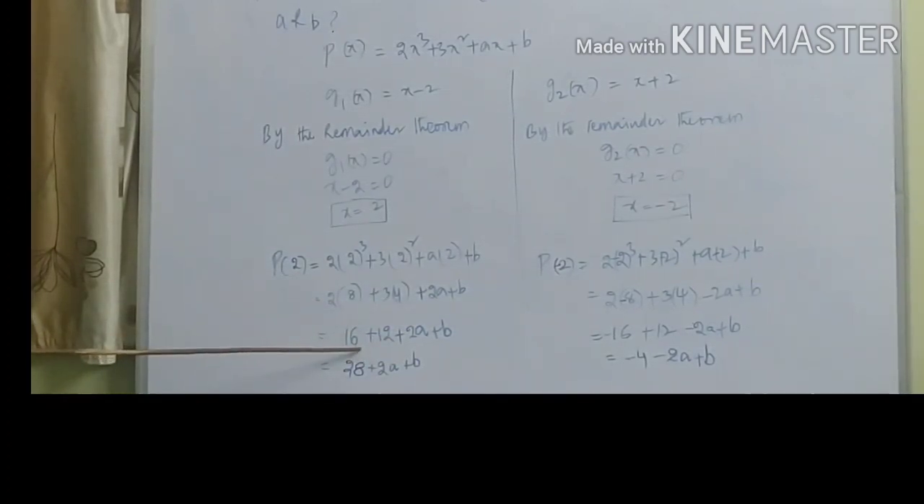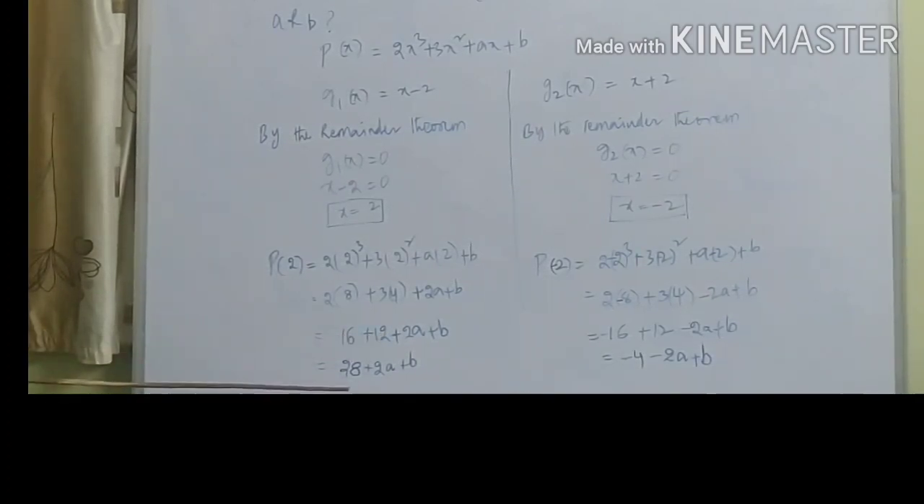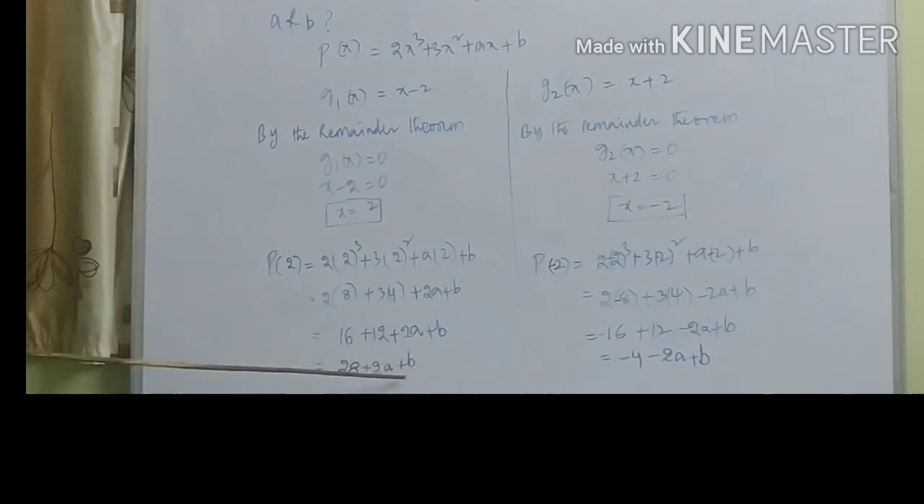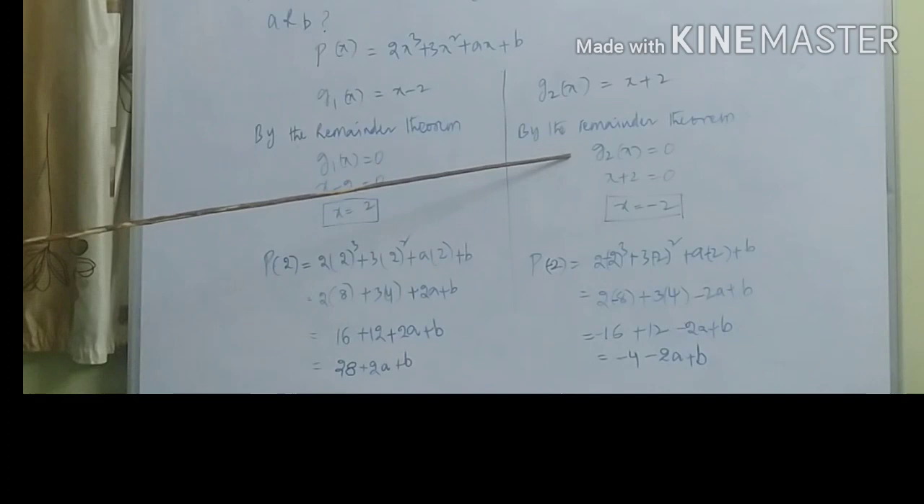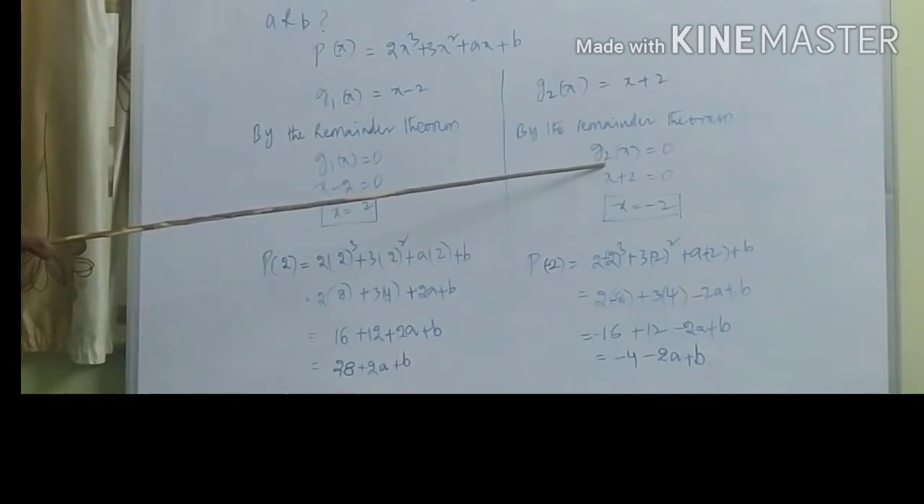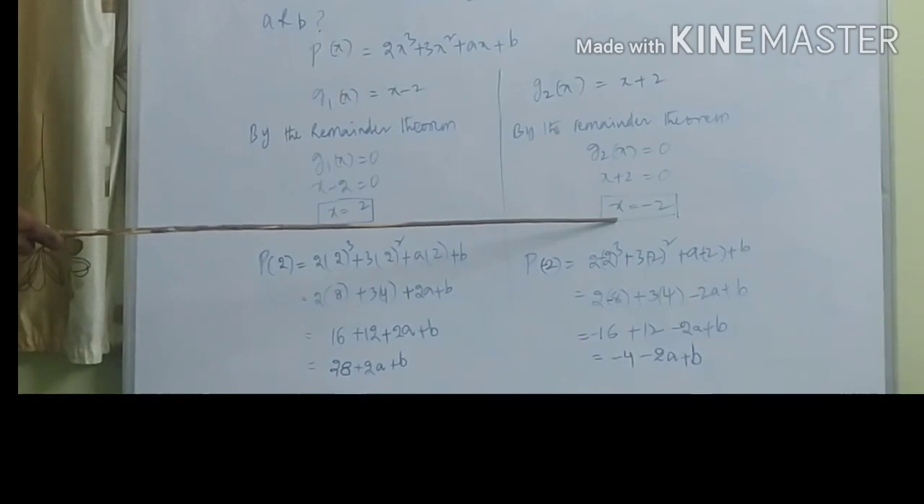Here both are integer values. So summing, 16 plus 12 is equal to 28 plus 2a plus b. Now by the remainder theorem, equating the divisor x plus 2 to 0, x plus 2 equals 0, so x equals minus 2.